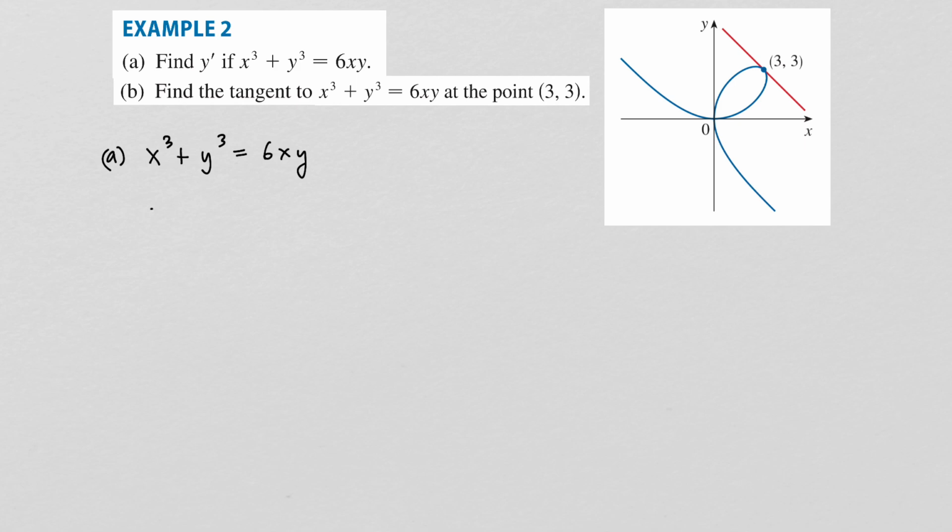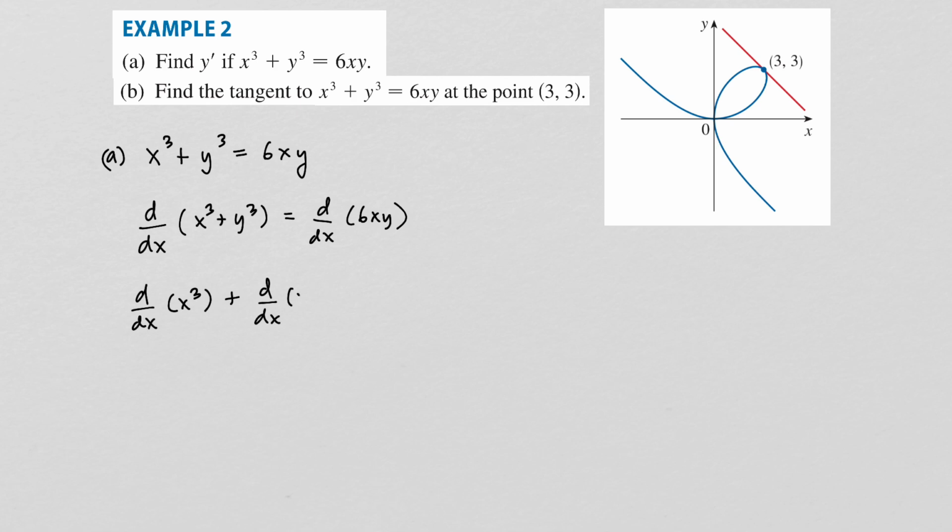To use implicit differentiation, we are just going to take the derivative with respect to x of the left side and the derivative with respect to x of the right side. Now this becomes the derivative with respect to x of x cubed plus the derivative with respect to x of y cubed equals, and then here I'm going to pull the 6 out because it's a constant, and then I have the derivative with respect to x of x times y.